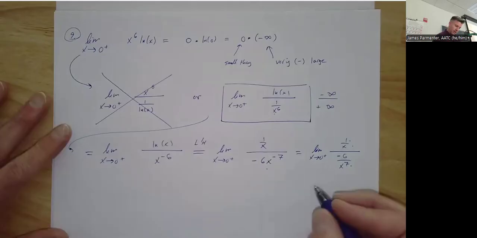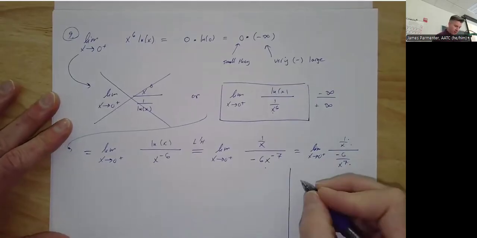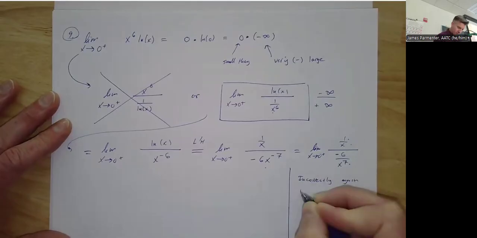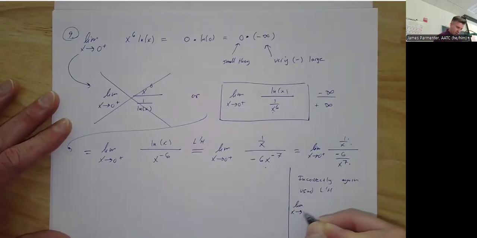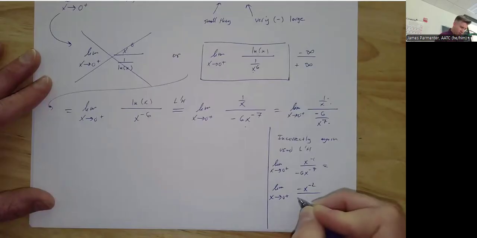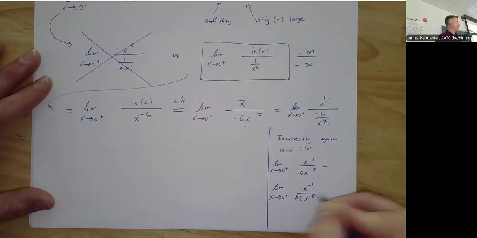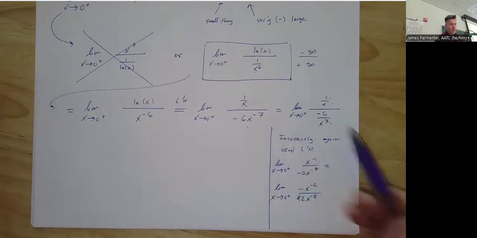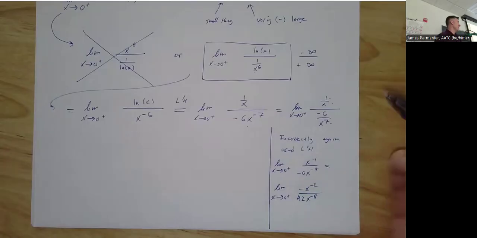If we incorrectly did L'Hopital's rule again, here's what's going to happen. Your limit as x goes to 0 from the right of x to the negative first over negative 6 x to the negative 7th is going to be the limit as x goes to 0 from the right of negative x to the negative 2 over positive 42 x to the negative 8th, right? Your powers are just getting more and more negative. There's no end to that process if you're not careful. The smart thing to do here is to recognize, hey, we got a bunch of powers of x. We can definitely simplify that.